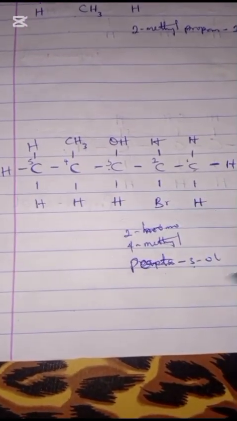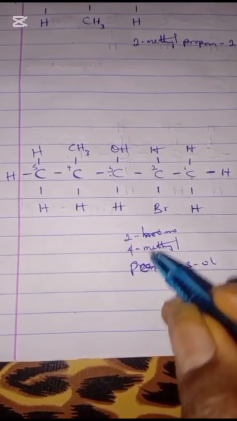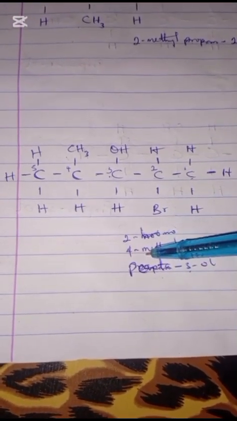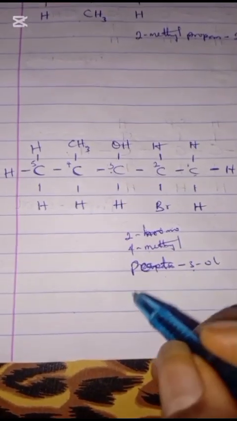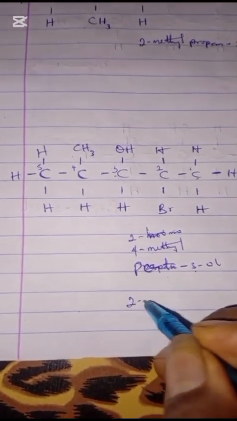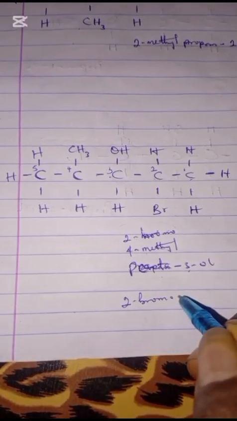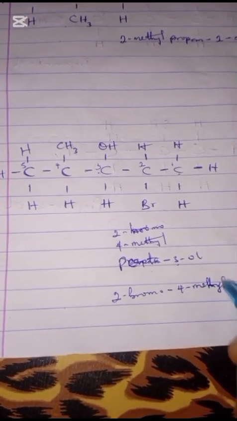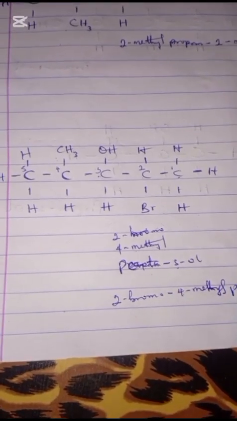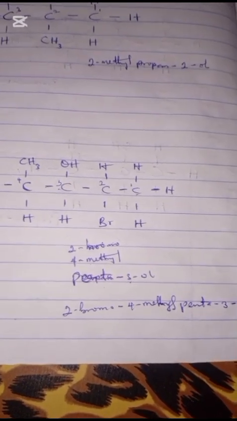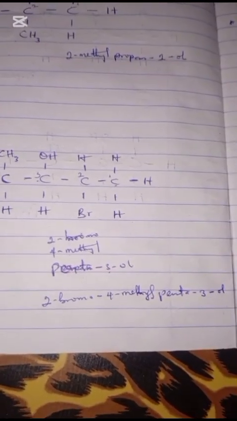Now, having isolated the parameters, the next thing is to arrange in alphabetical order. Remember, bromine, B comes before M. On that note, the IUPAC name of this compound will be 2-bromo-4-methylpenta-3-ol. I believe you understood what I've just presented.